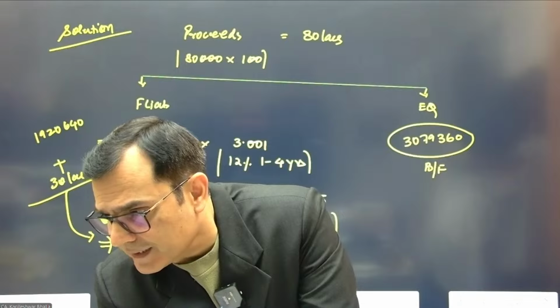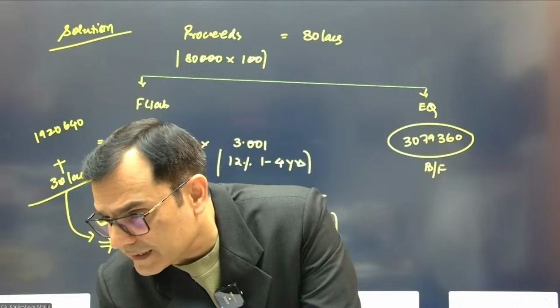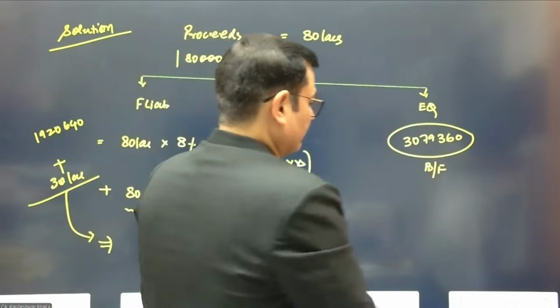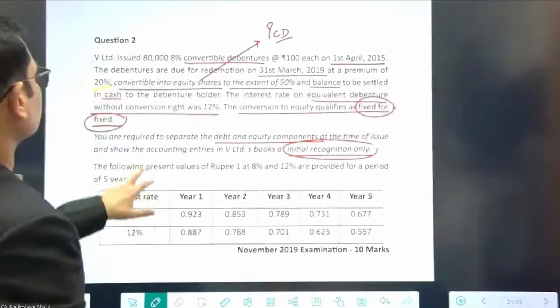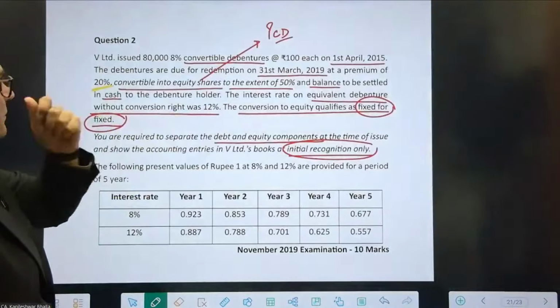Okay, the answers, these were the calculations, I guess. Somewhere we've taken that 12%. The 12% we have taken from the question itself. It says that the rate of interest without conversion is 12%. So we're taking the 12% from here.